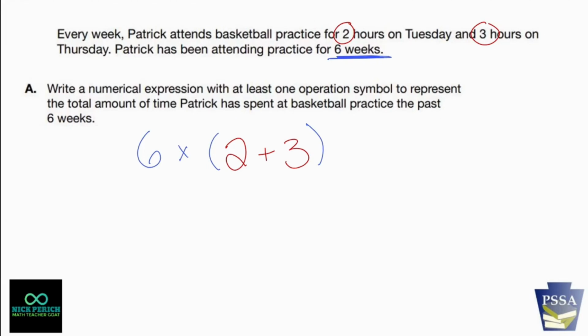Now, again, there's probably other options that you could do. I could probably do 6 times 5 because PEMDAS says I would do that. But I have a feeling that that's going to be part B.